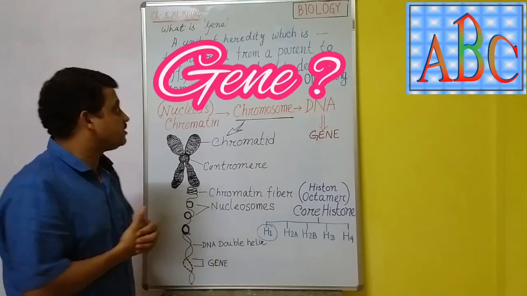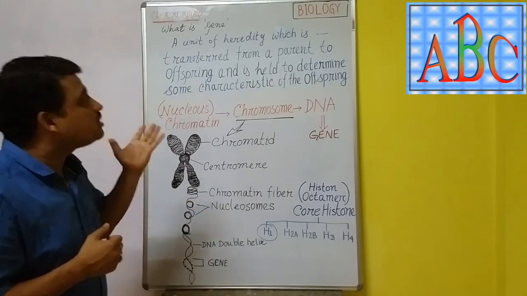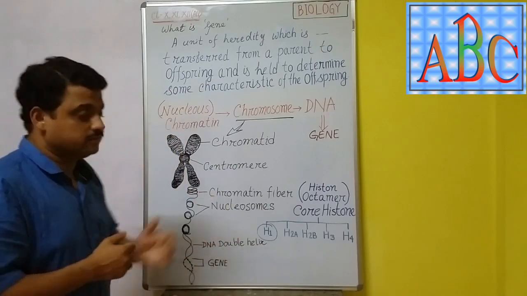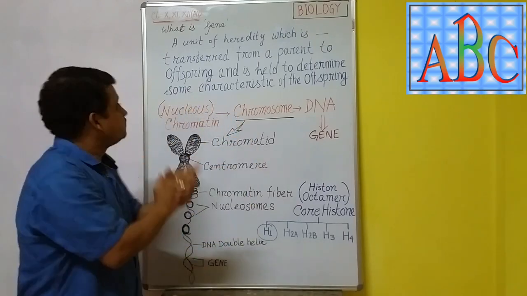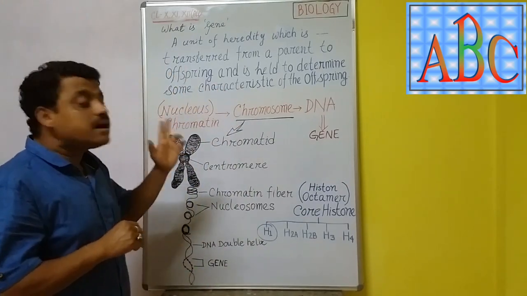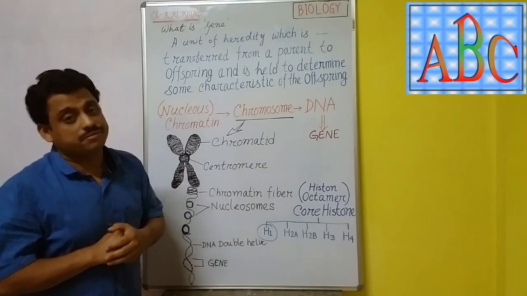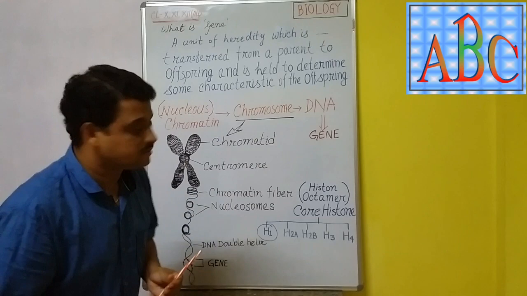Gene, where does a gene reside? We know a gene is a unit of heredity which is transferred from a parent to offspring, meaning from father and mother to their child, and is held to determine some characteristics of the offspring. Offspring have some characters which are derived from their parents.